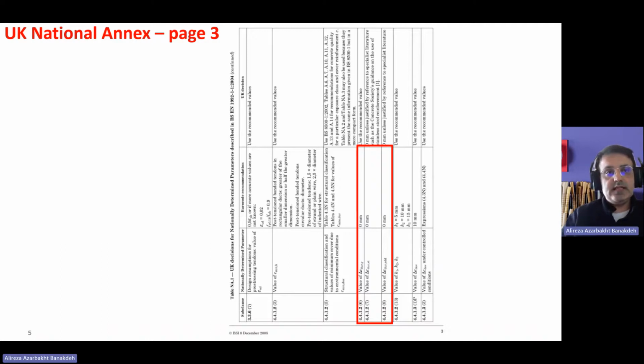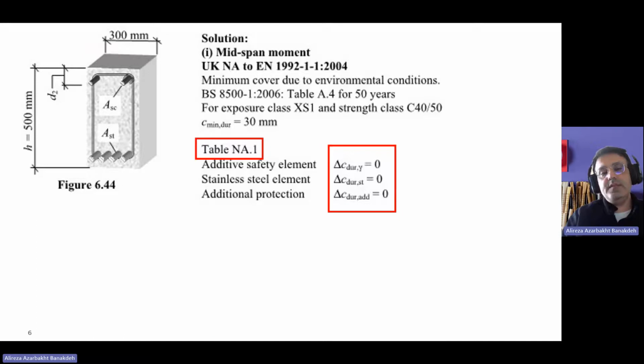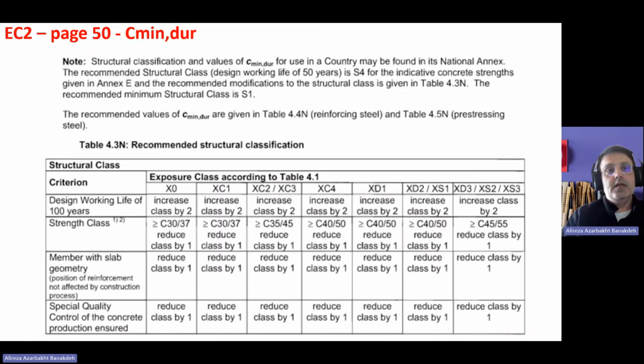What it says in the national annex is identical to what the Eurocode says, and all of these three parameters are 0. So far we know that these three parameters out of those 6 parameters are 0, and we need to go for 3 more parameters to be able to use the cover formula, what concrete cover we need for our section. For that purpose, the next parameter is Cmin.